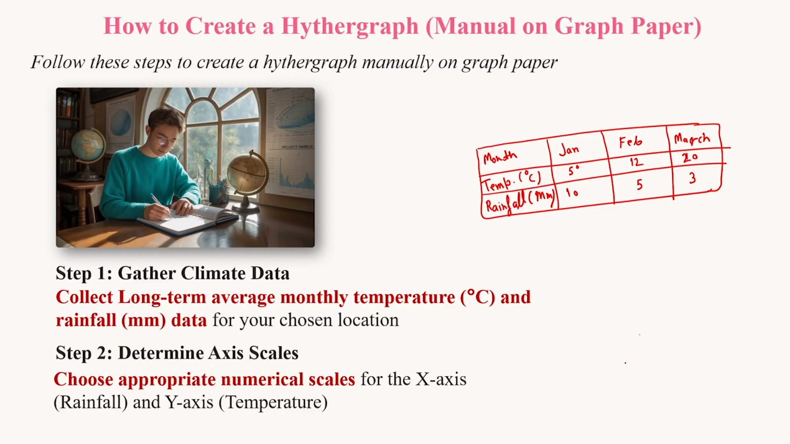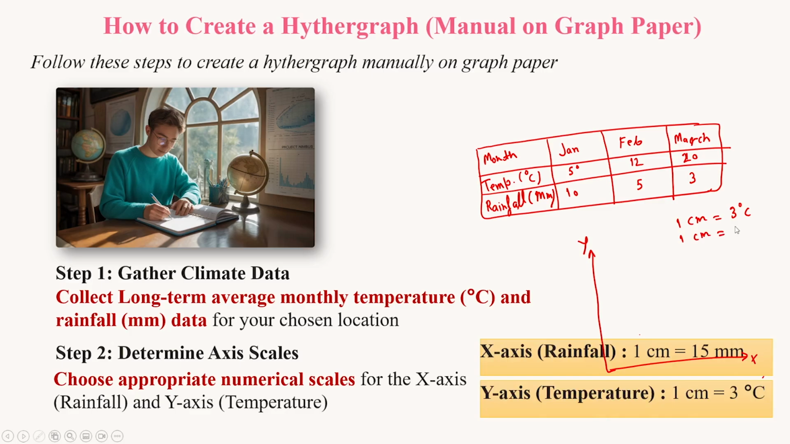First we will draw the x axis, then the y axis, and we will also choose a scale. Suppose we choose 1 centimeter to show 3 degrees on the y axis and 1 centimeter to show 15 mm on the x axis, like this.